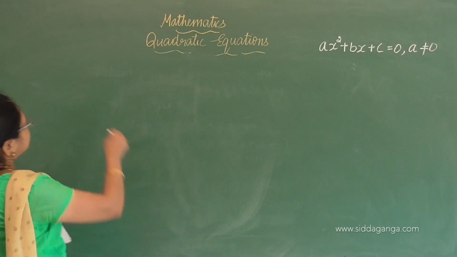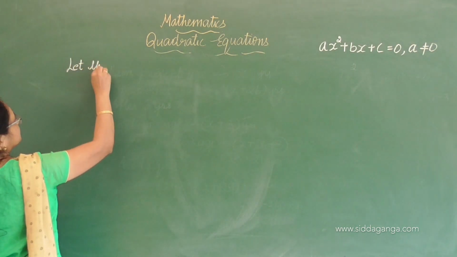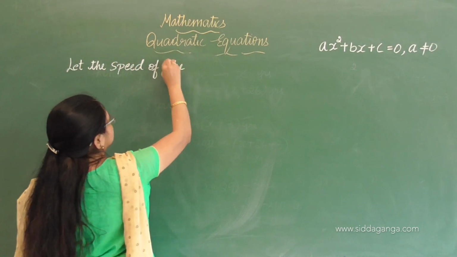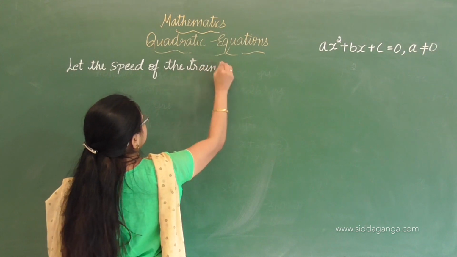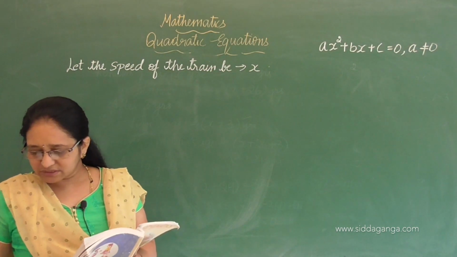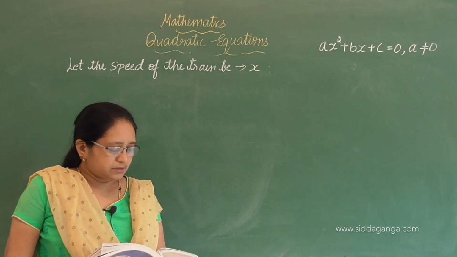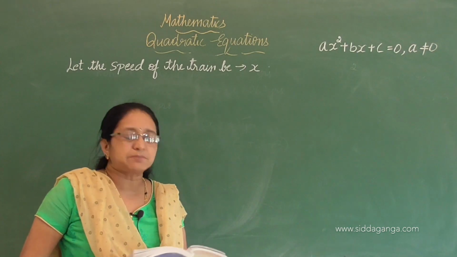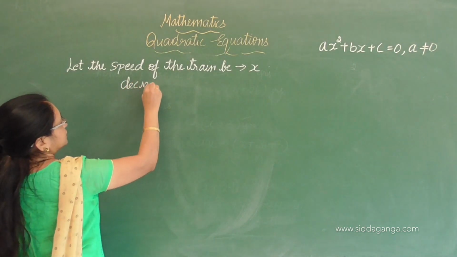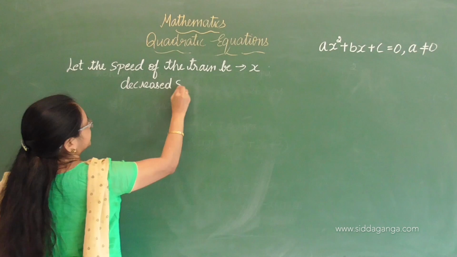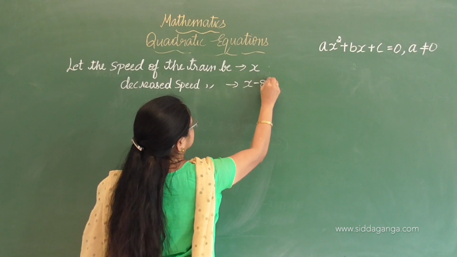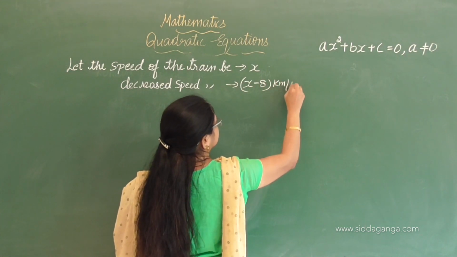Let the speed of the train be x. Okay. Now, what is the next thing? See, if the speed had been 8 km per hour less, means decreased speed, the decreased speed of the train, how much less? 8 kilometers per hour.